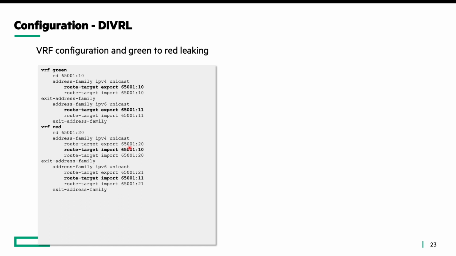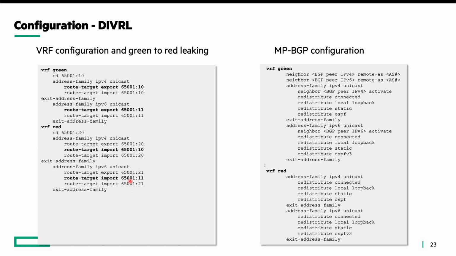Same for VRF orange. So, okay, here we want to leak green routes into the VRF orange. So we'll import the value which is exported by the green one. The same for the IPv6 address family. So far, so good. Now the multi-protocol BGP configuration. As I said, you need to redistribute the protocol into the BGP, into MP-BGP here.